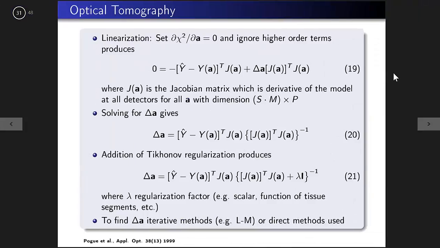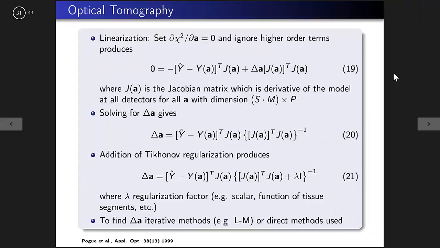Now there's a linearization that they do. They take the derivative of that equation and set it to 0, and they ignore higher order terms. So there's going to be an expansion in delta A. They're just taking the 0th term and the delta A term. There's a delta A squared, delta A cubed, and they're truncating that series.